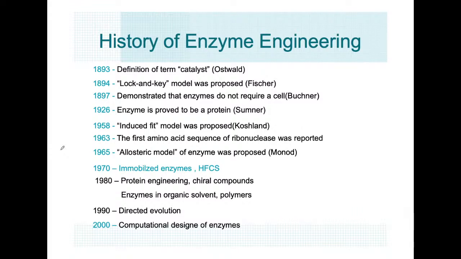From the perspective of enzymes, in 1893 the catalyst was first defined by Ostwald. Then the lock and key model was proposed by Fischer. Then Buchner demonstrated that enzymes do not require a cell. Then Sumner proved that an enzyme is a protein. Then Koshland proposed the induced fit model. Then the first amino acid sequence of ribonuclease was determined in 1963. Then the allosteric model came from Monod. In 1970, immobilized enzymes came. In 1980, protein engineering, chiral compounds, and enzymes in organic solvents. In 1990, directed evolution. And in 2000, computational design of enzymes started.